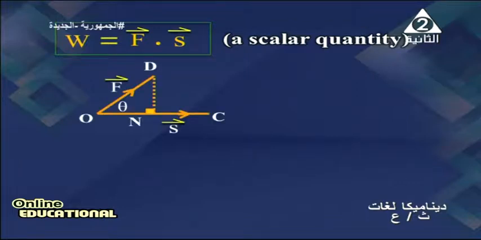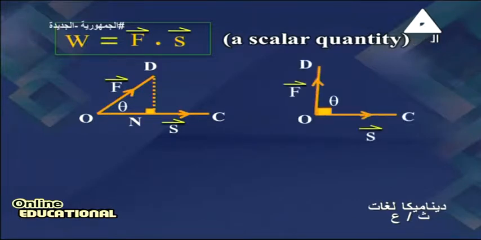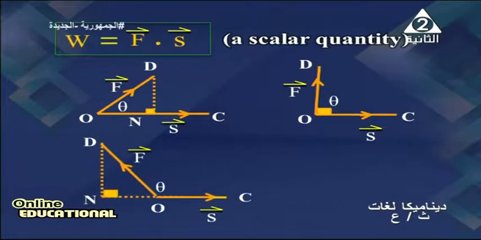Now, in the first case, the force F is inclined to the direction of motion by an angle of measure theta; in the second case, the direction of F is perpendicular to the direction of motion of the body; and in the third case, the vector F is inclined to the direction of motion by an angle of measure theta. Note that in the first case, theta is an acute angle, in the third case, theta is an obtuse angle, and in the second case, theta is a right angle.